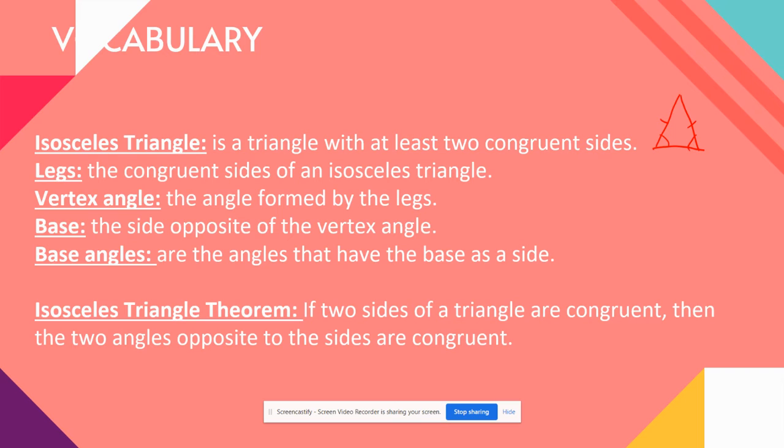Okay, legs, the congruent sides of an isosceles triangle. So these are the legs here. Those are the congruent sides. Vertex angle is the angle formed by the legs. So this, for example, would be a vertex angle. Okay, base is the opposite of the vertex angle. So this side right here is the base. And these right here are the base angles as well. Okay, those are base angles.